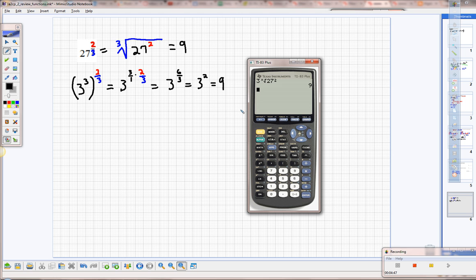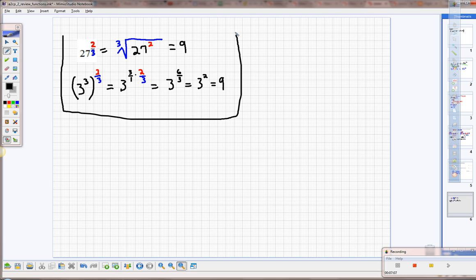Several different ways to do it. I've shown you how to do it using a calculator and without a calculator. It would be nice if you could reason through that with this work right here. That's going to help your brain. It's like exercise for the brain.